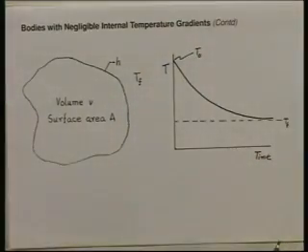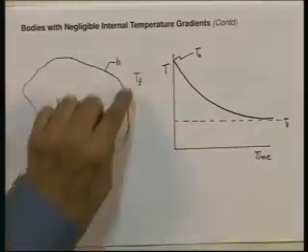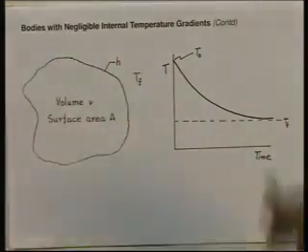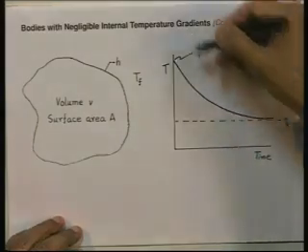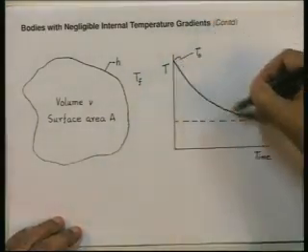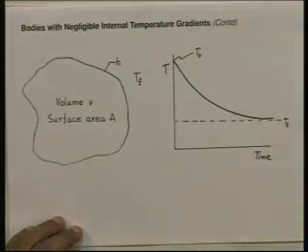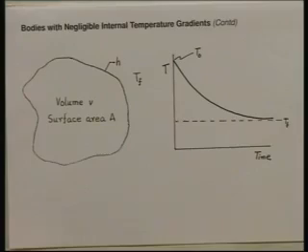So, the body is initially at a temperature T 0. When it is immersed in surroundings at a temperature T f, then it cools down and it is going to cool in this fashion. We would like to find an equation for this line, this cooling curve. That is the problem. Now, let us formulate the problem.